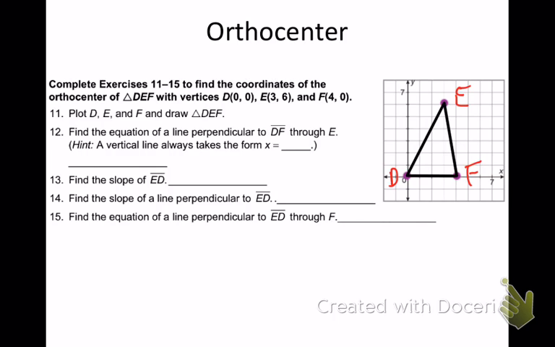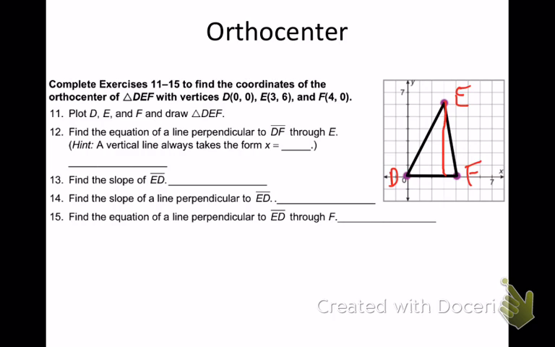Which altitude looks like it's probably the easiest, Hannah? Which line looks like it's the easiest to deal with first? Why DF? What type of line is it? Oh, it's a horizontal line. So what's perpendicular to a horizontal line, Hannah? A vertical. So from point E, I'm going to come straight down. And there's a right angle right there. So there's an altitude right there. Awesome. Now I need to take one other line.